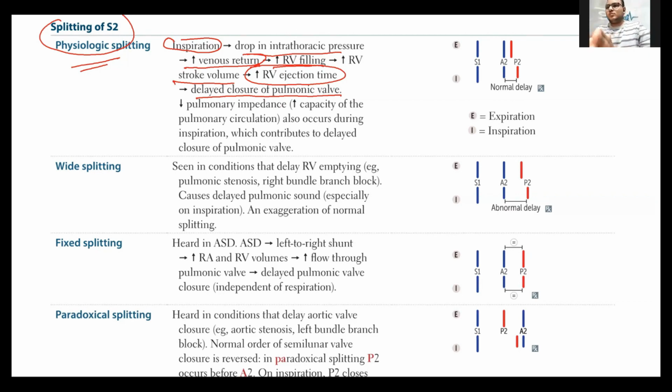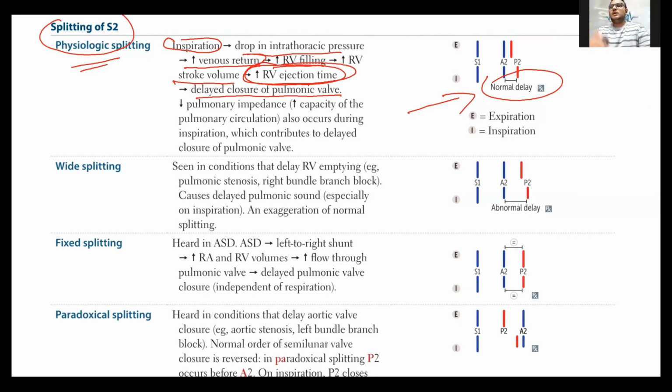Okay, first of all, we should know which valve closes later, pulmonic or aortic. So you know that the pulmonic valve closes later as compared to the aortic valve. Okay, so we know the aortic valve and pulmonic valve both close almost simultaneously, but not exactly. There is a gap, there is a delay, which is called the normal delay. Okay, this is the normal delay. First is the closure of the aortic valve, and then there is the closure of the pulmonic valve.